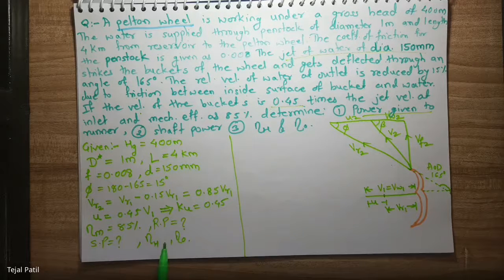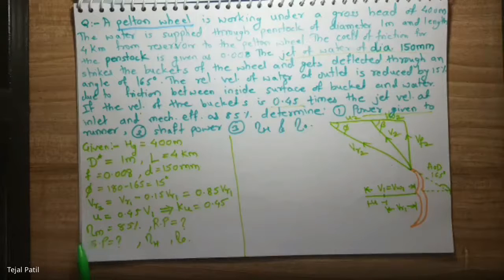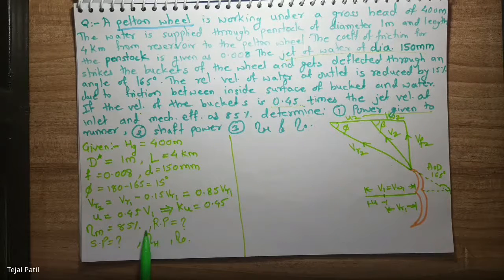You can go for SP also. But if you don't know RP, you can't go for SP because here mechanical efficiency is given. What is mechanical efficiency? Shaft power upon runner power. So you must know the RP. Again, if you want to find hydraulic efficiency, you must know the RP. Overall efficiency, you must know everything about this. That means you must know the shaft power at least. So let's start with the RP.